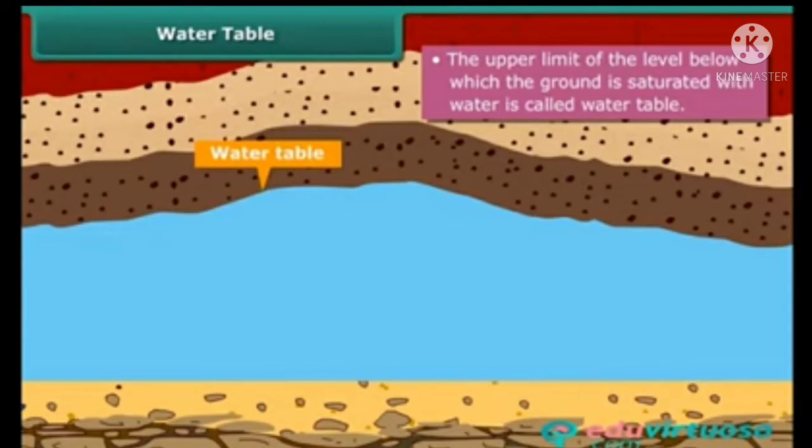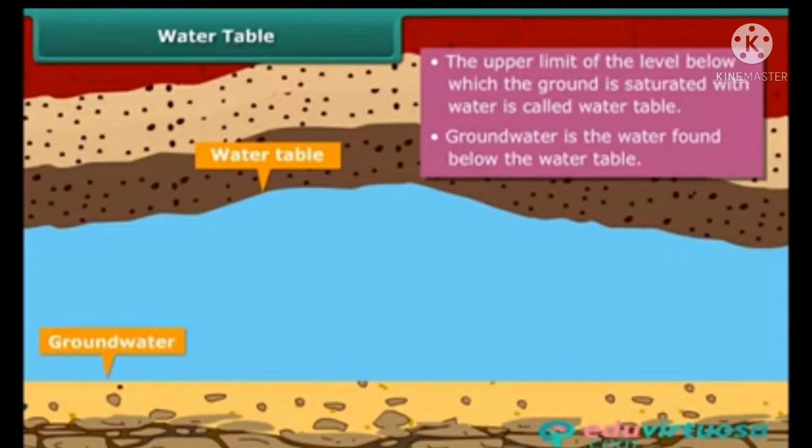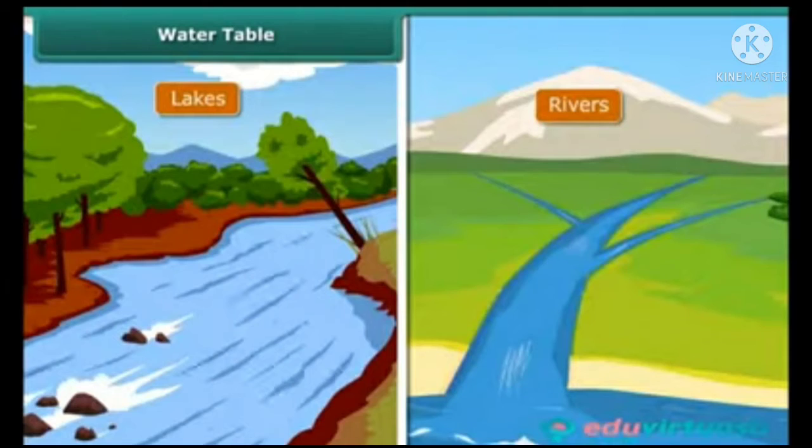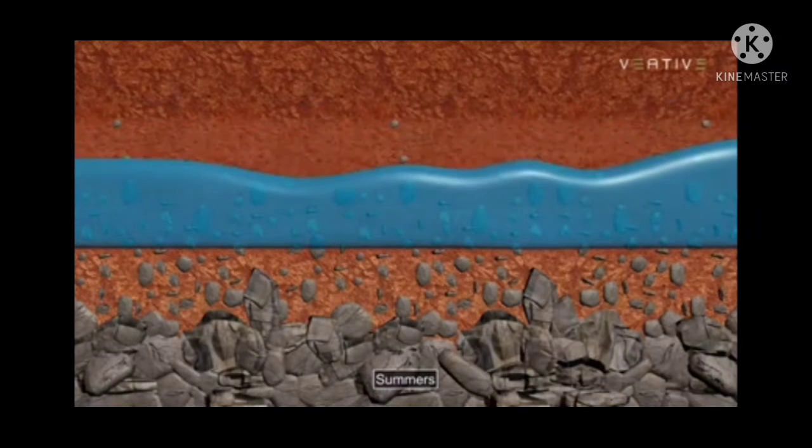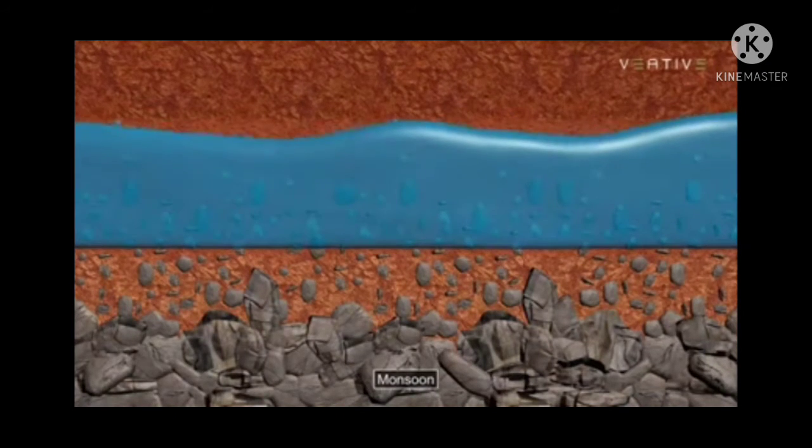The upper limit of the level below which the ground is saturated with water is called the water table, and groundwater is the water found below the water table. Runoffs from lakes and rivers, melting snow and rain lead to the formation of the water table. During summer, the water table goes down, but during monsoon, its level rises.